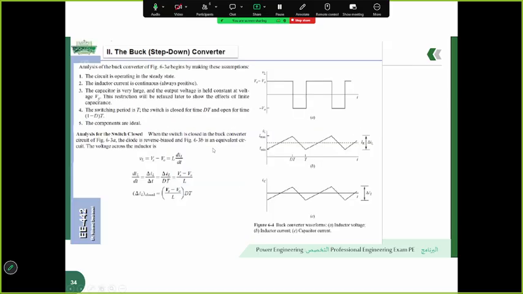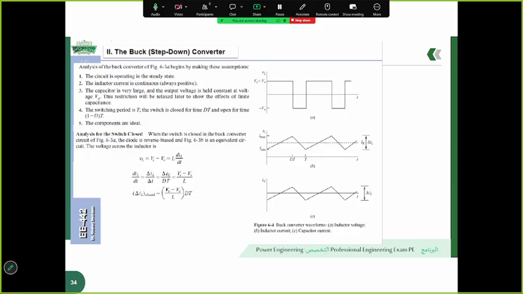Okay, this slide continues the study of the buck converter by applying simplifying assumptions and analyzing the switch on interval. To make the analysis easier, the following assumptions are made. Steady state operation. The circuit is in steady state, so all voltages and currents repeat every switching period. The inductor current never falls to zero. It stays positive.